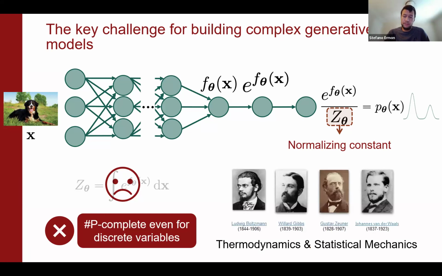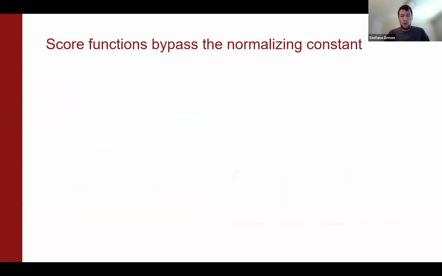It's hard to compute, and there's been a lot of work in physics and other disciplines in trying to approximate this quantity. So one way diffusion models get around the complexity of dealing with the partition function is by bypassing it completely, by working with the score function instead of working with the likelihood, with the probability density function directly. So what do I mean by that?